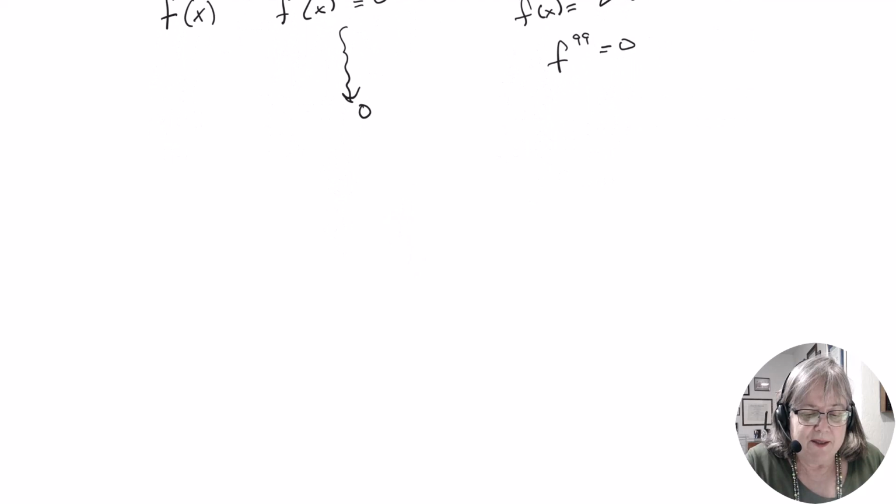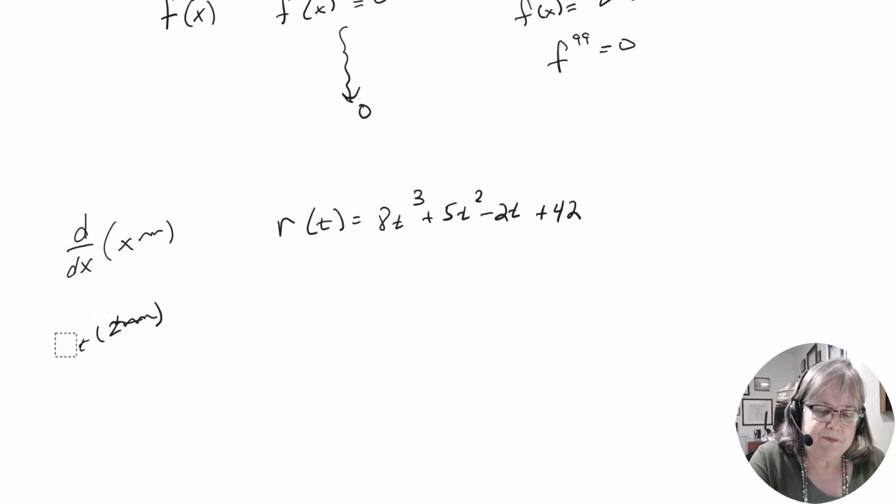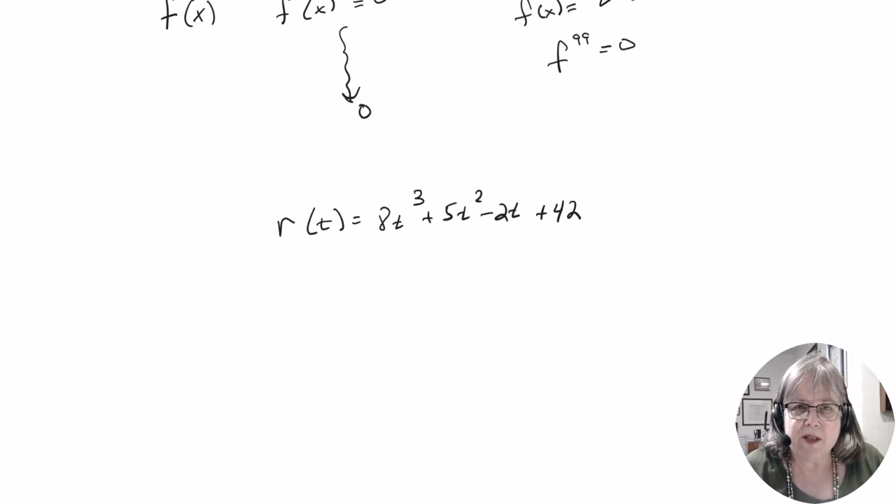Right. Now, it doesn't have to be x's. If you have r of t is equal to 8t cubed plus 5t squared minus 2t plus 42, you take the derivative with respect to t. So in the definitions and the proof, they'll talk about derivative with respect to x, but then there'll be x terms in here. You could do the derivative with respect to t for things that have t's in here. All right. Now, so we're going to take the derivative of r of t. We're going to call it r prime.